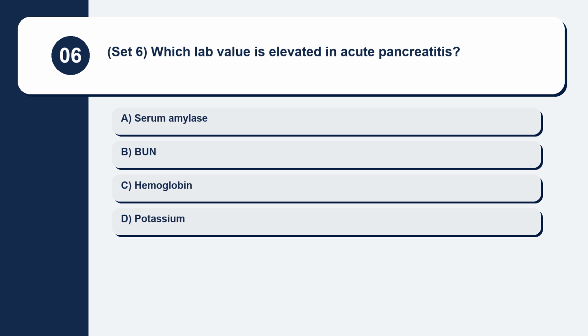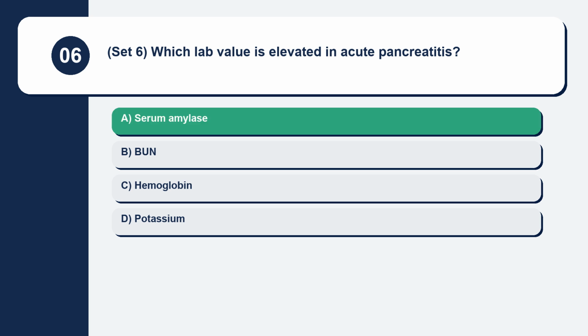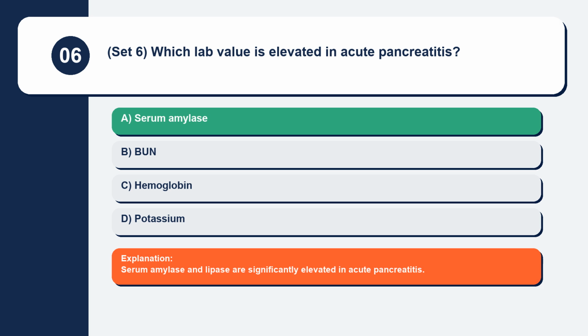Question 6, Set 6. Which lab value is elevated in acute pancreatitis? Serum amylase, BUN, hemoglobin, potassium. Serum amylase and lipase are significantly elevated in acute pancreatitis.